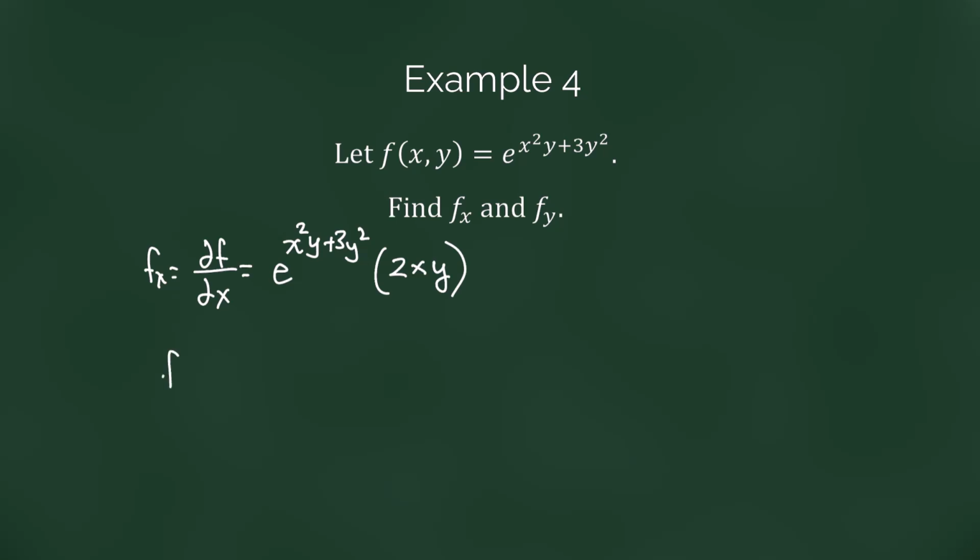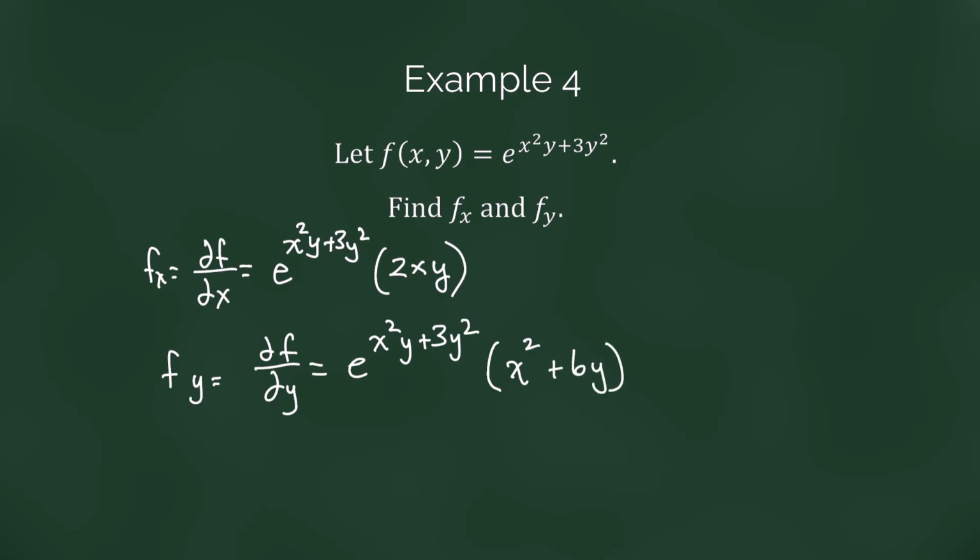We'll see fairly similar behavior when we differentiate with respect to y. So the function is going to repeat itself. And then we're going to multiply by the derivative of the exponent with respect to y. So the derivative of x squared y is x squared, since x is acting like a constant. And the derivative of 3y squared is 6y. And there is our final derivative.